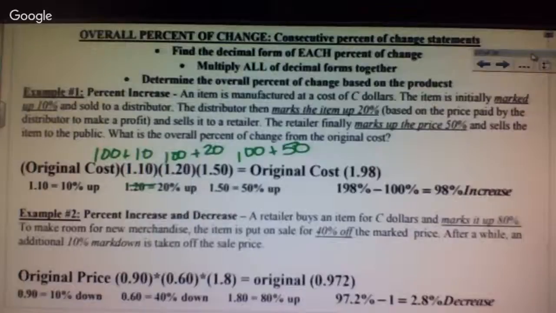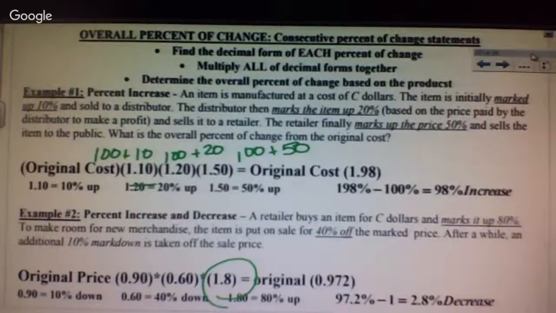Okay, example 2, increase and then decrease. So we're originally, let's see, retailer buys an item for C dollars and marks it up 80% to make room for new merchandise. An item is then put on sale for 40%. After a while, it's 10% marked down. So here's your 80% marked up. Notice it doesn't matter what order you put it in. It still all goes the same.